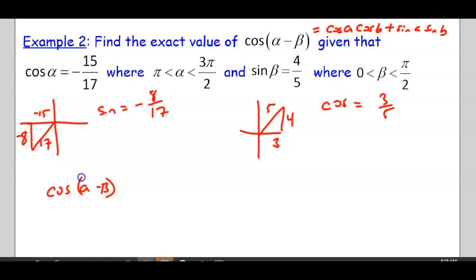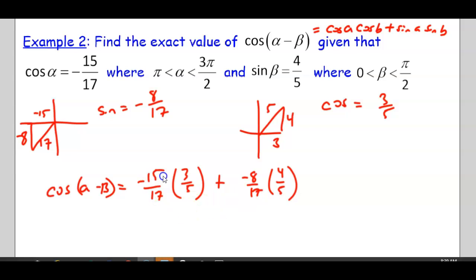Cosine of A minus B equals cosine of A times cosine of B plus sine of A times sine of B. So this right here gives us negative 45 over 85, and this would be negative 32 over 85. So negative 45 plus negative 32 would be negative 77 over 85.